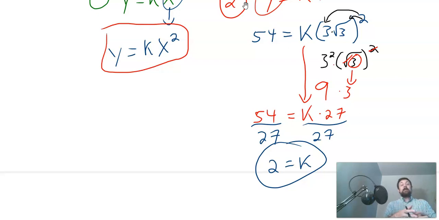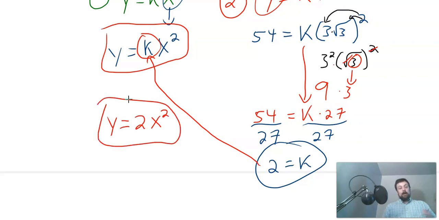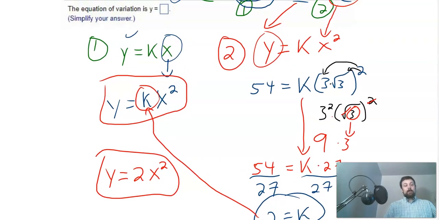While k is there, it's a formula that models the situation. But to turn it into an equation that models the situation, you have to find the value of k and plug it in. So now that I know what k is equal to, I'm going to plug that into our formula to turn it into the equation that we're looking for. So we're going to have y equals 2, because k is equal to 2, x squared. And this is the equation that models the situation, and that's what they want us to type into the box.